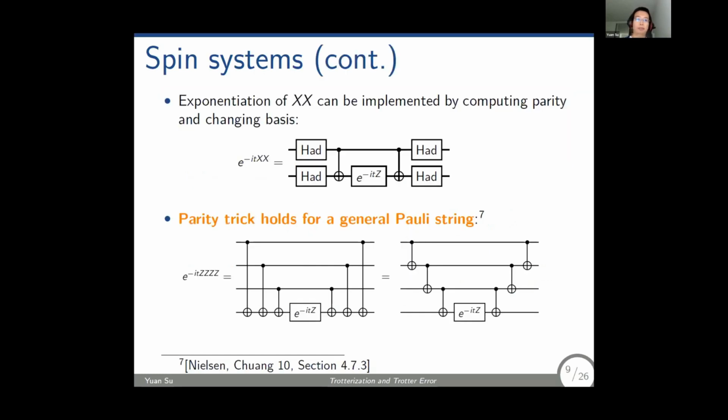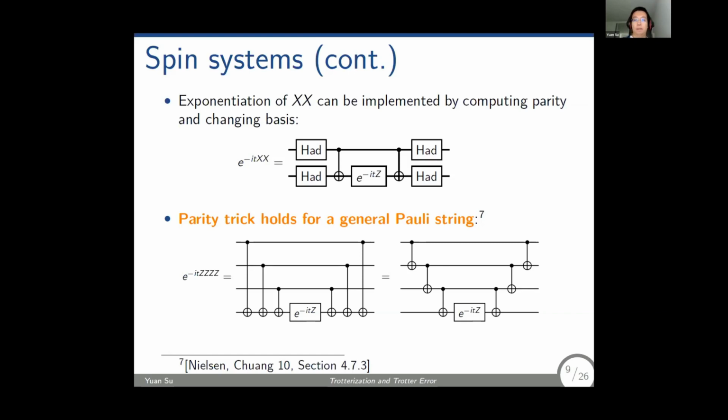How about some other terms? For example, say you have an XX and you want to implement that. This is not diagonalized in the computational basis, but that's not a problem because you can just do a basis change. For example, you can apply some local Hadamard gates so that you can rotate the eigenbasis to the computational basis. The remaining thing is you just apply the parity computation circuits. In this way, you can also exponentiate the XX operator in Trotterization.